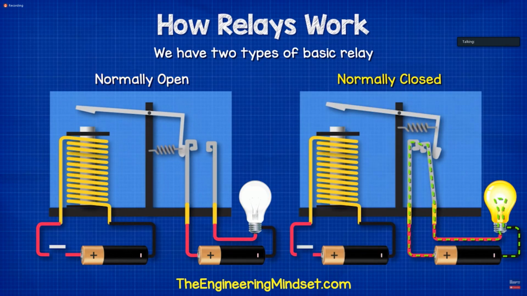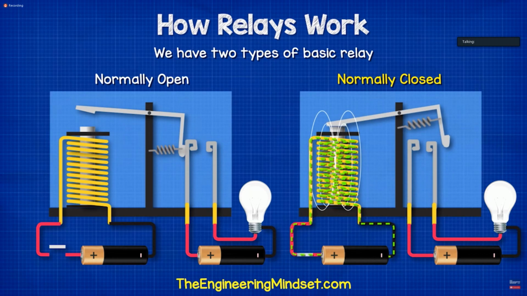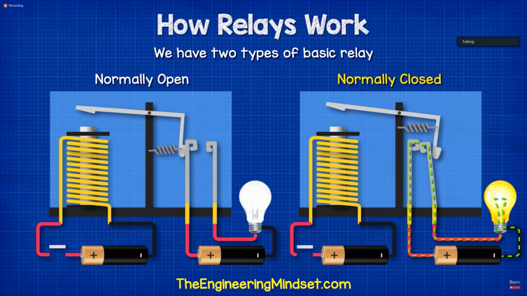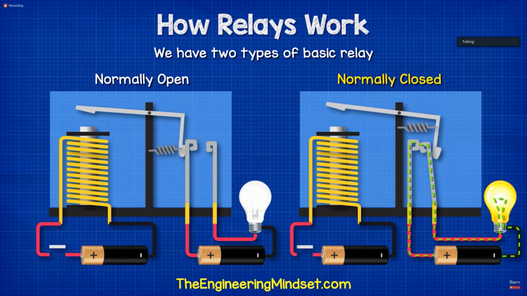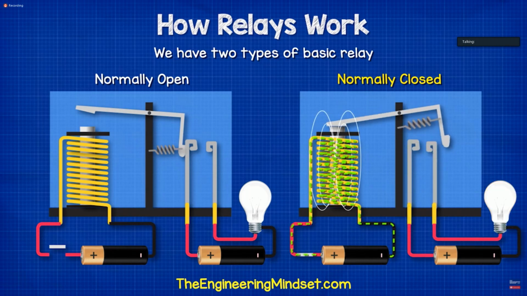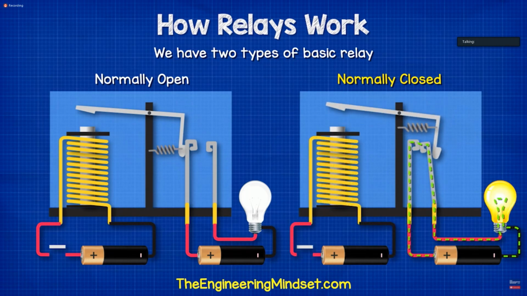With the normally closed type, the secondary circuit is normally complete, and so the load is on. When the current is passed through the primary circuit, the electromagnetic field causes the armature to push away, which disconnects the contactor and breaks the circuit. This cuts the supply of electricity to the load.